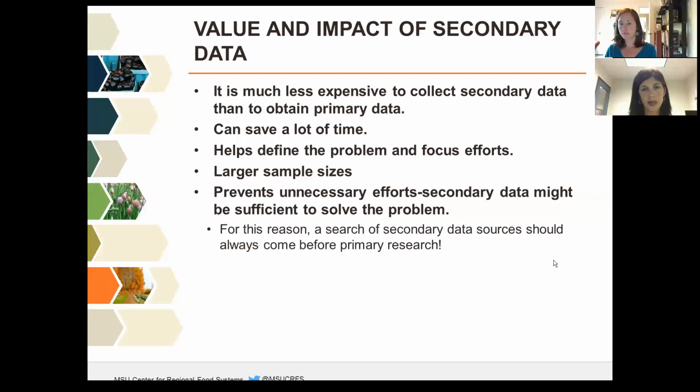So one thing I'd point out is that it's always important to search your secondary data sources first. And once you have that information, you can determine the primary research that still needs to be done based on what's already out there. So I hope that was helpful.